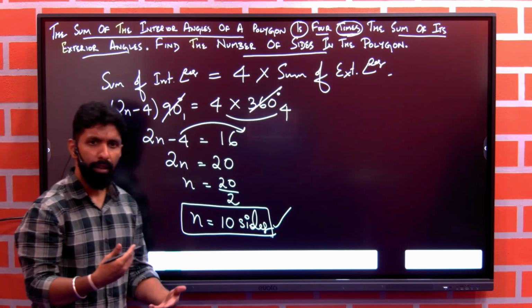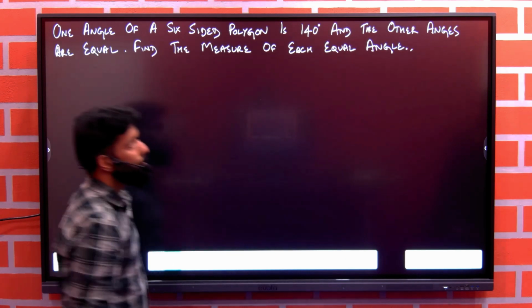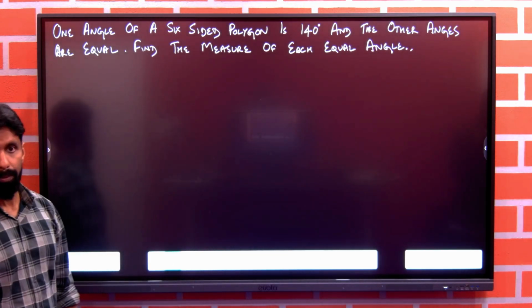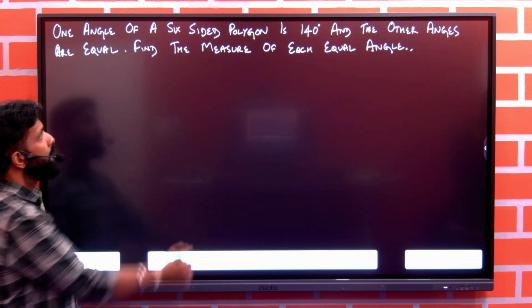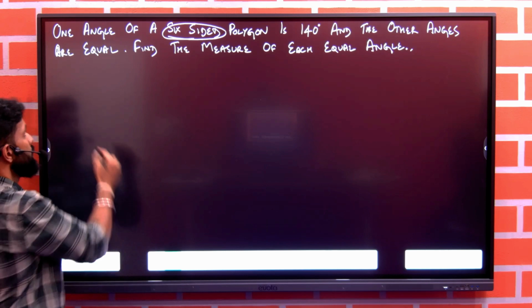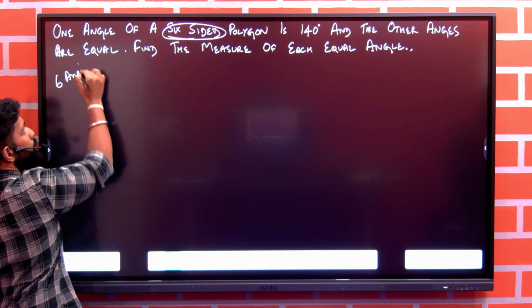Yes, we'll go to little more deeper questions, okay? Question number 2. One angle of a six-sided polygon. Now first understand, a six-sided polygon will have 6 angles. So I'll keep that as a reference. It will have 6 angles.